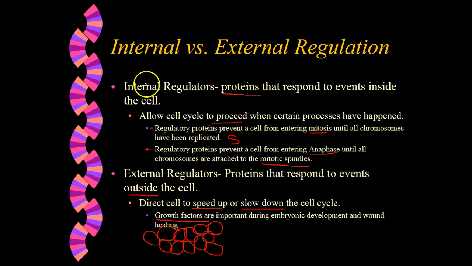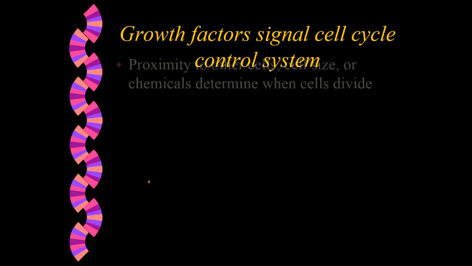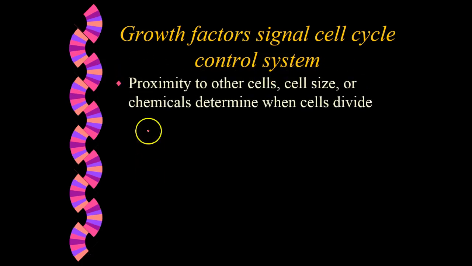But internal regulators, remember, are proteins that respond to events that happen inside the cell. External regulators are proteins that respond to the events outside the cell. So what are growth factors? Growth factors are going to be those things that are external regulators. Okay, they're happening outside the cell or responding to signals that are coming from outside the cell. And proximity is really important. Proximity means how close the cells are to other cells, and cell size is another one. And chemicals can and will dictate when the cells divide as well.